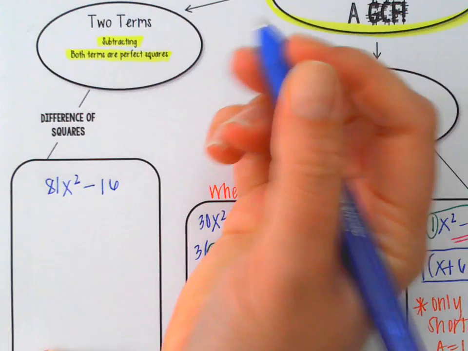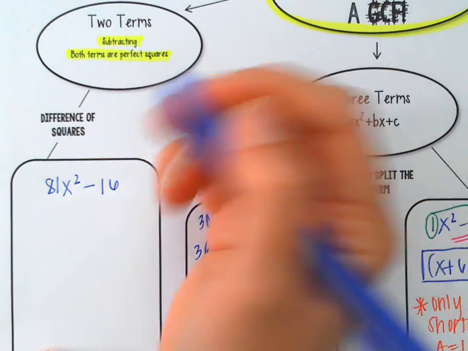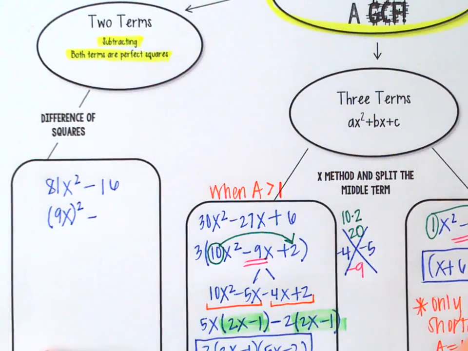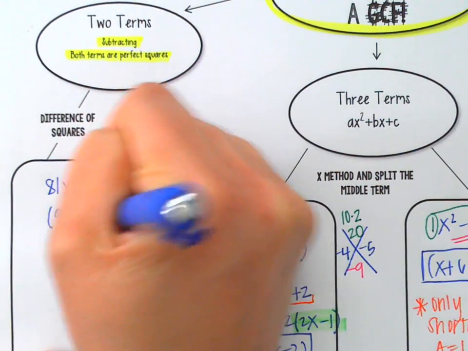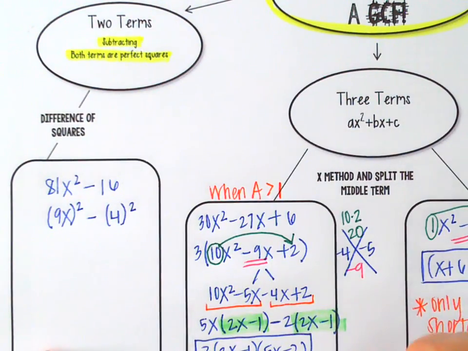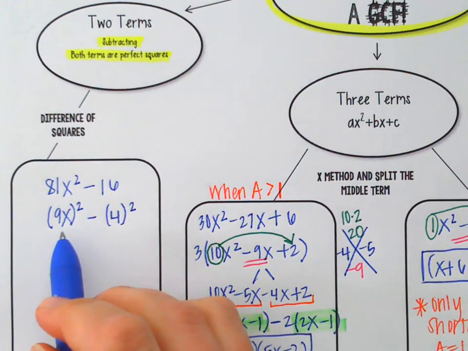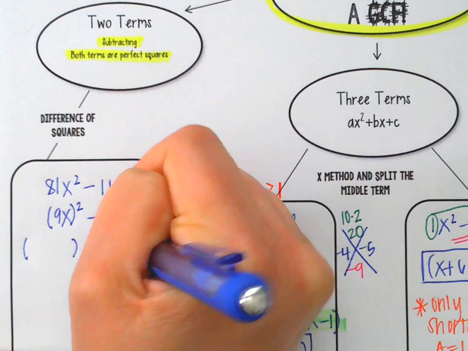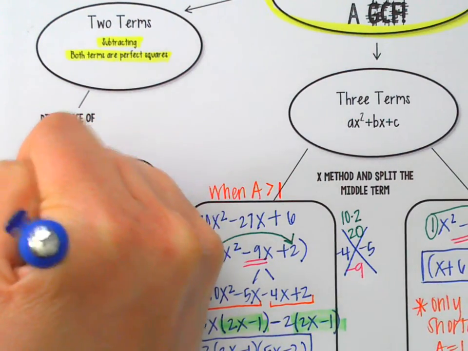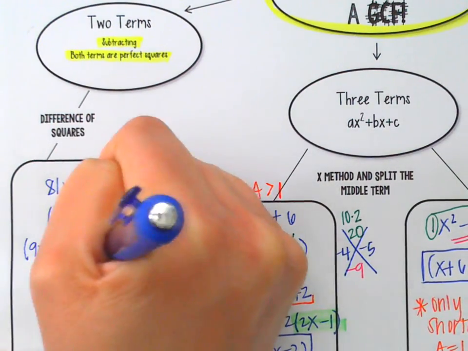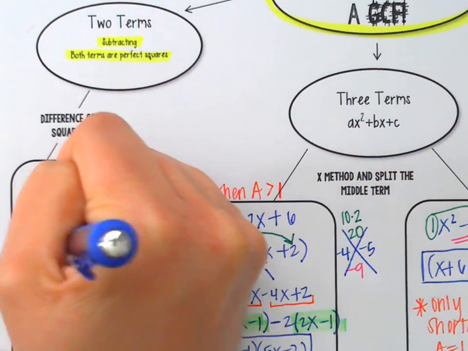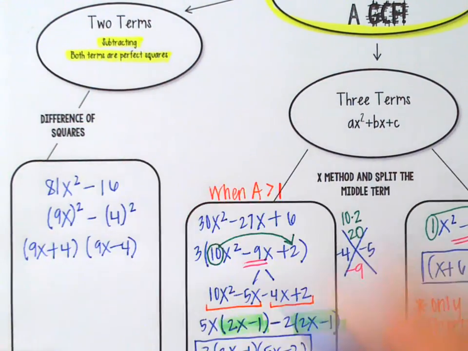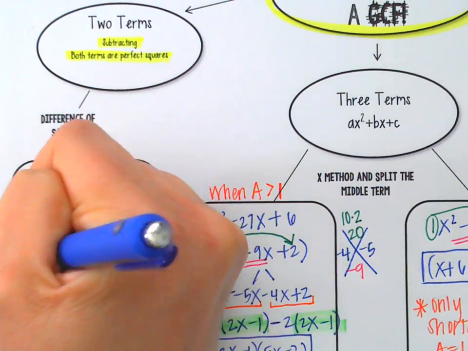I think, what's the square root of 81x squared? And that's 9x. And what's the square root of 16? 4. So I can then rewrite this with my two parentheses, 9x, 9x, and then 4 and 4, one's plus, one's minus. And that's my final answer.